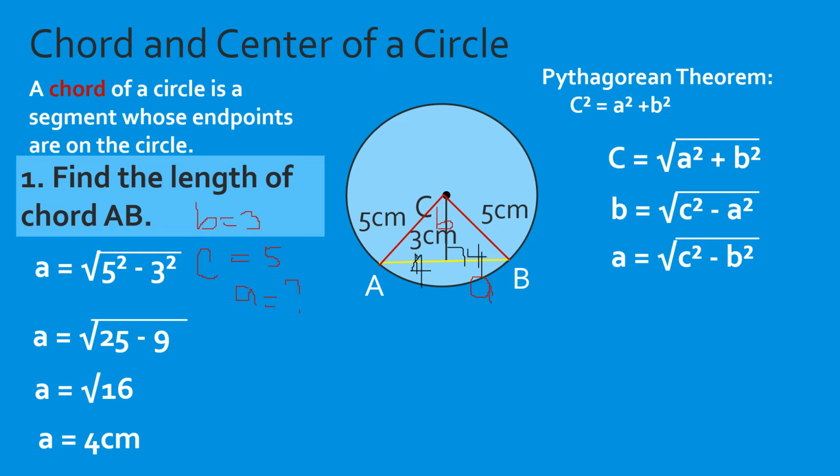Therefore, what is now the length of the chord? Segment AB now is equal to 8 centimeters. The length of the chord.